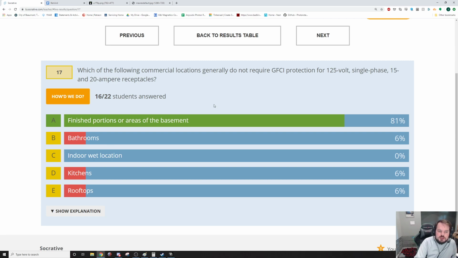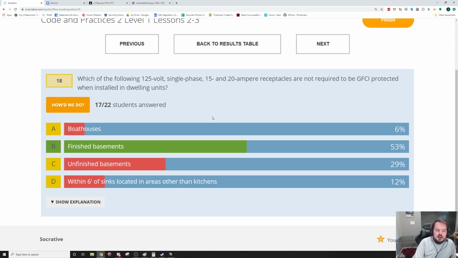Is finished portions or areas of the basement. There is a list there in other than dwelling units. There is a list that will have everything but finished portions or areas of basement. And in dwelling units, basically the same question, but about dwelling units, and it's finished basements.